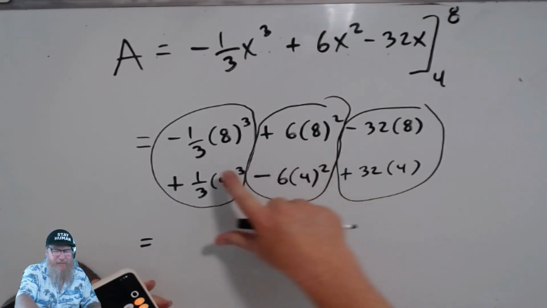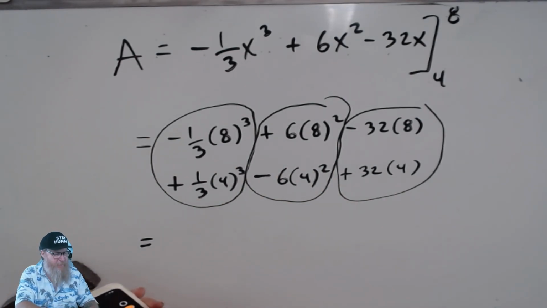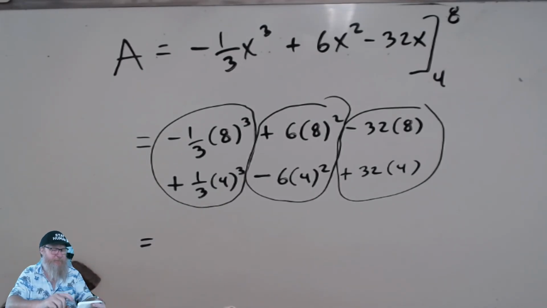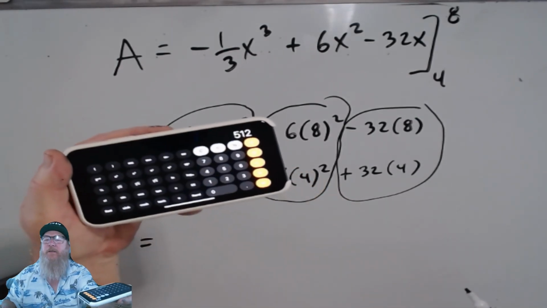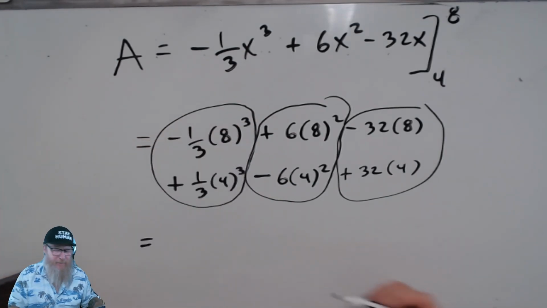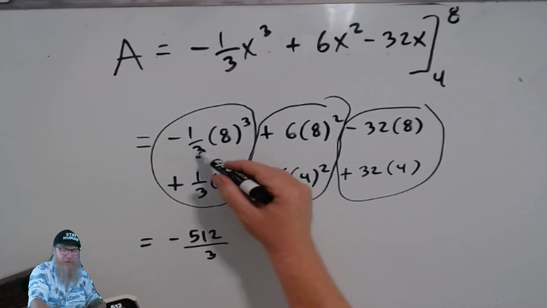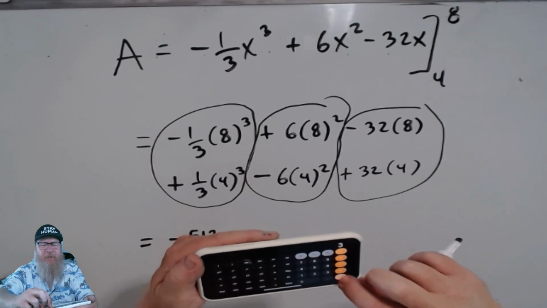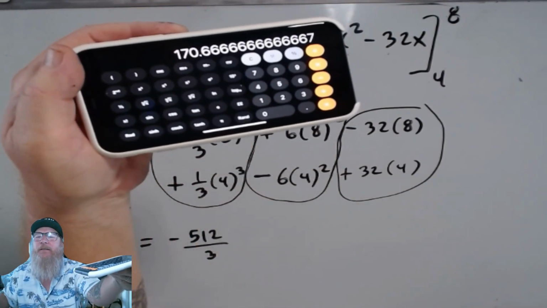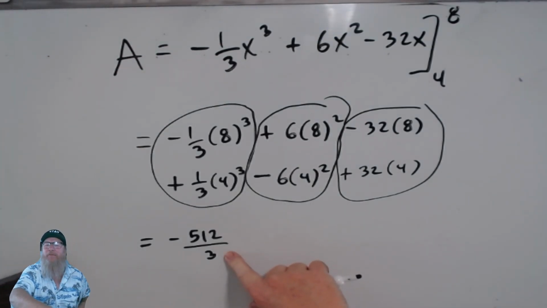Now, I can't really simplify this very much, so let me think about this for a minute. I've got 8 cubed, which is 512, right? 8 times 8 times 8. So I'm just going to write this as 512 thirds. The reason is I've done this before where I divided by 3 and then I have that. I don't really want to write that down, so I would rather just write 512 divided by 3.